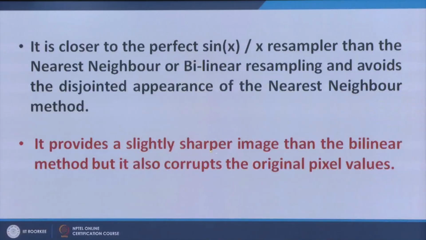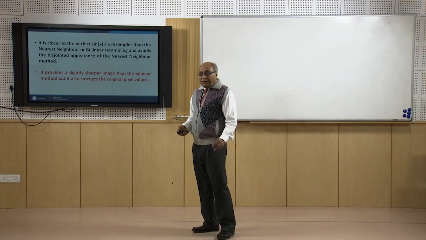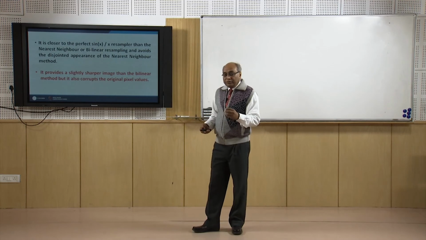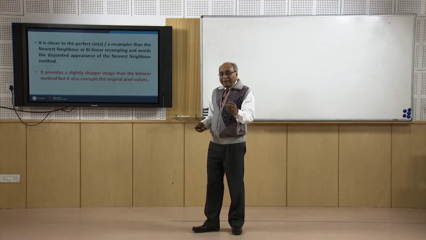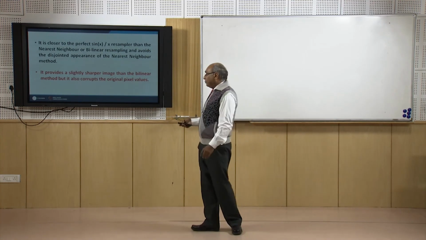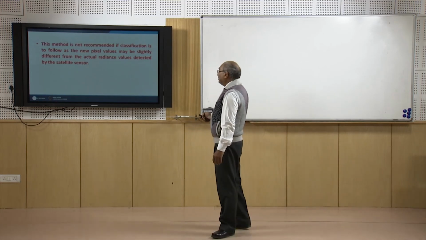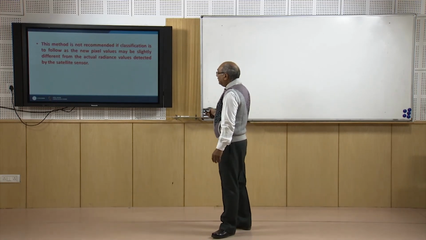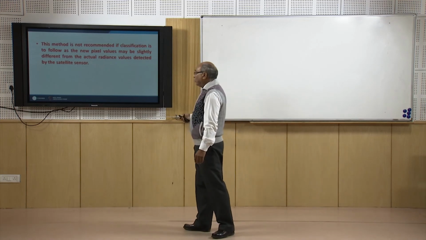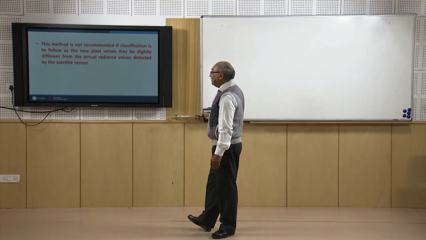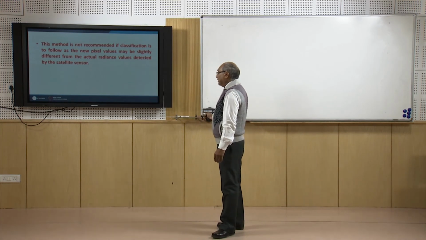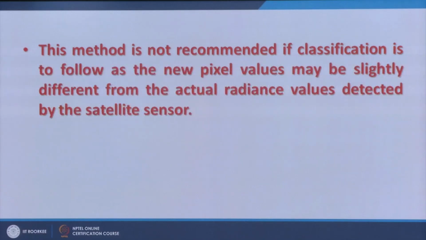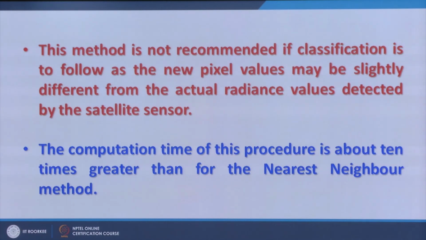It provides a slightly sharper image than bilinear, but it also corrupts the original pixel value. The original pixel value is completely altered, having the influence of now 16 neighboring pixels. And this method is not recommended, as I am mentioning, if classification is to follow, as the new pixel value may be slightly different from the actual radiance values detected by the satellite sensor, and the computation time is going to be more than 10 times that of the nearest neighbor method.